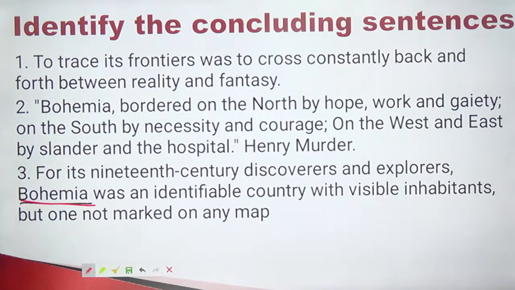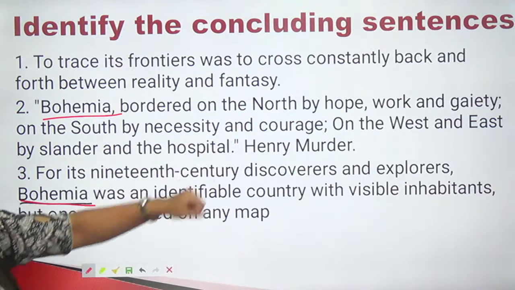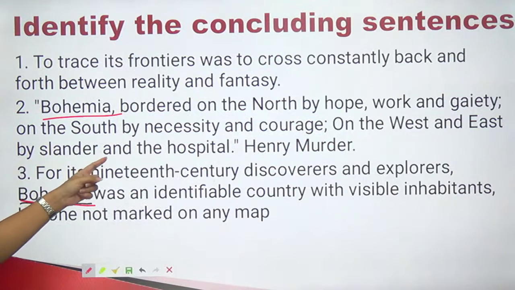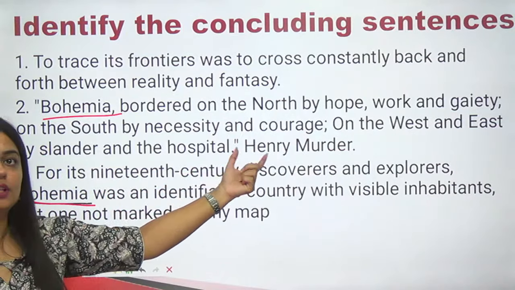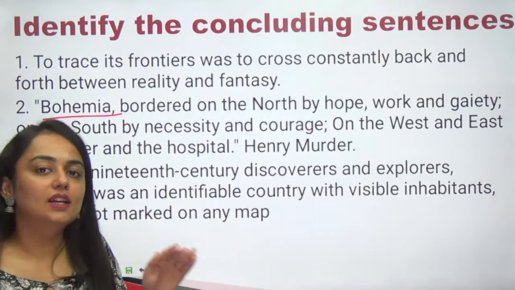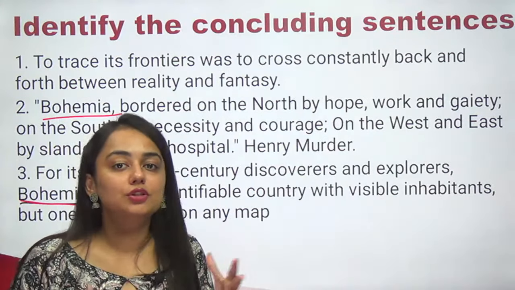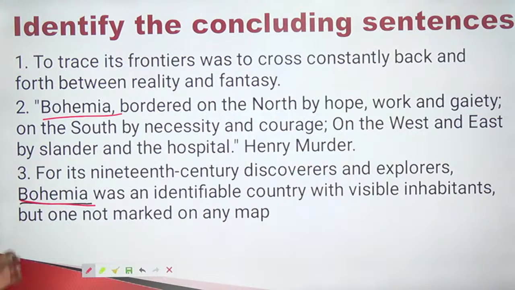See, even in this one, it has been used. Bohemia, bordered on the north by hope, work and gaiety, on the south by necessity and courage, on the west and east by slander and the hospital. Henry Murder. Now this particular person, he's given this quote. But why has he given this quote? We have still not been introduced to the topic. So this makes the third sentence, which is introducing us to Bohemia, its geography, is the opening sentence.